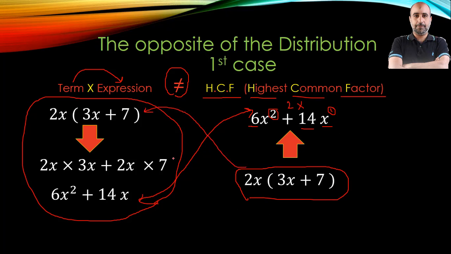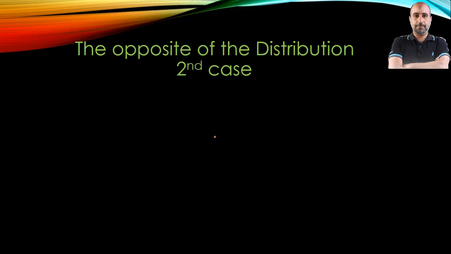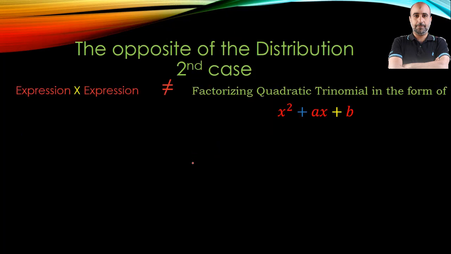So, if we want to make the opposite of the distribution of one term to an expression, all we have to do is find the HCF between them. But what if we want to make the opposite of the distribution of the second case? That's what we will call factorizing a quadratic trinomial in the form of x power 2 plus ax plus b. This form is very important. These signs are very important.